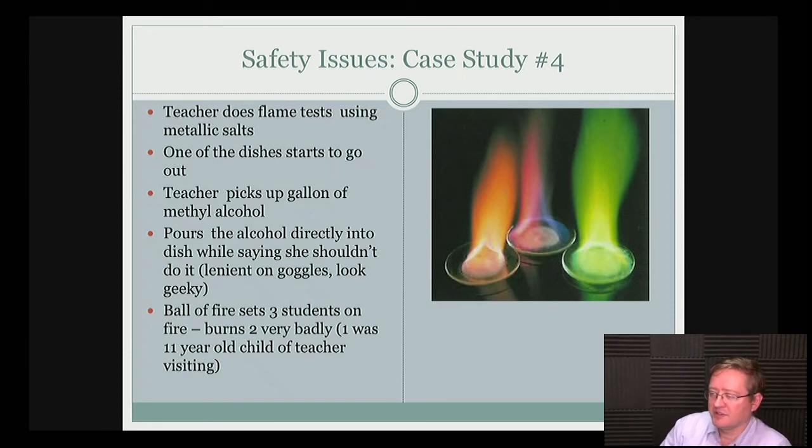Pause it. Let's think about what were the many things the teacher did wrong. And the victims felt that there was going to be some fault on the teacher. How much do you think they were awarded for this? So pause it. What do you think?